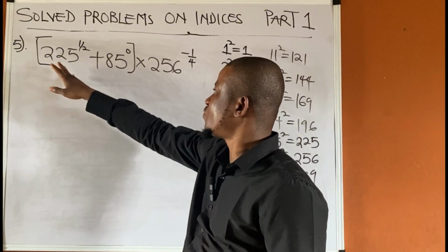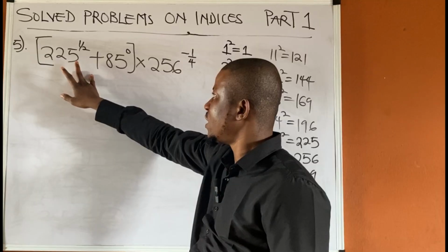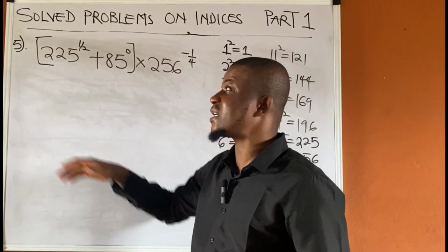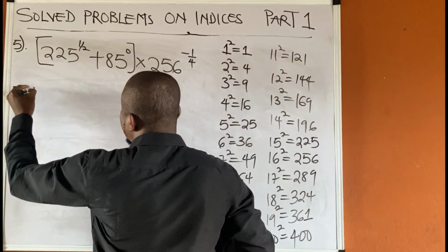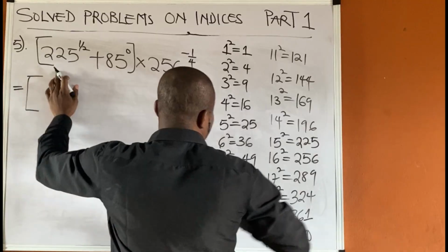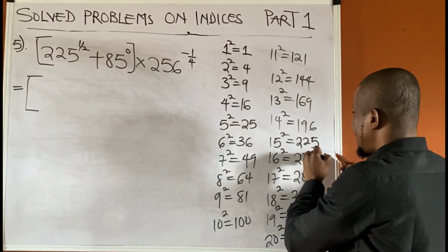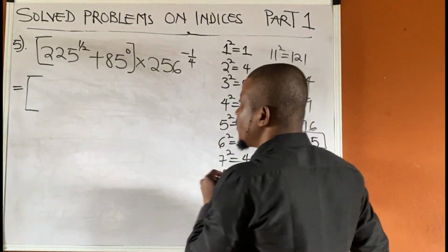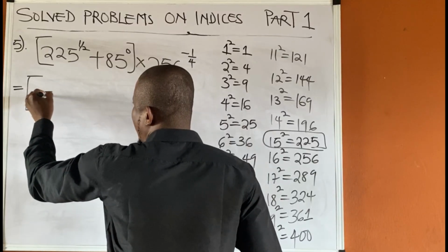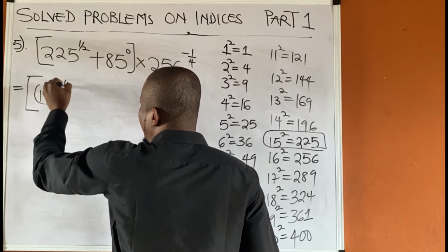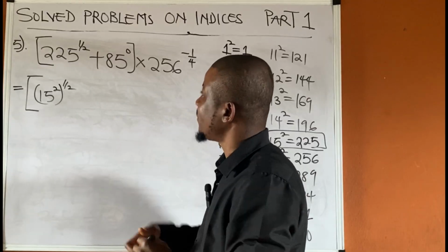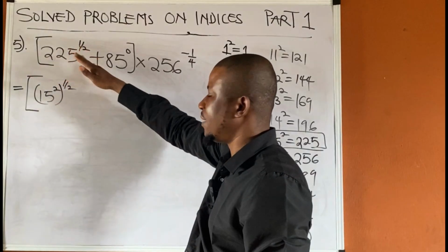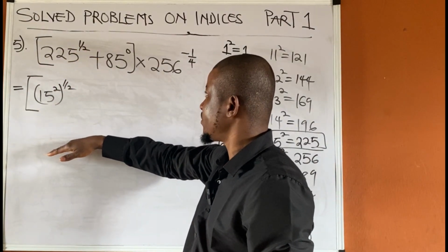Now this is 225 to the power half, more like the square root of 225, but I will not want to go with the idea of square roots. I want to simplify to the index form. Now 225, let's borrow the idea from here. 225 is 15 squared, so that's 15 times 15. So 15 squared is our 225 to the power of half. So definitely you can see that the square root of 225 will be 15, because 15 squared is 225. But let's just take it gradually from this point.